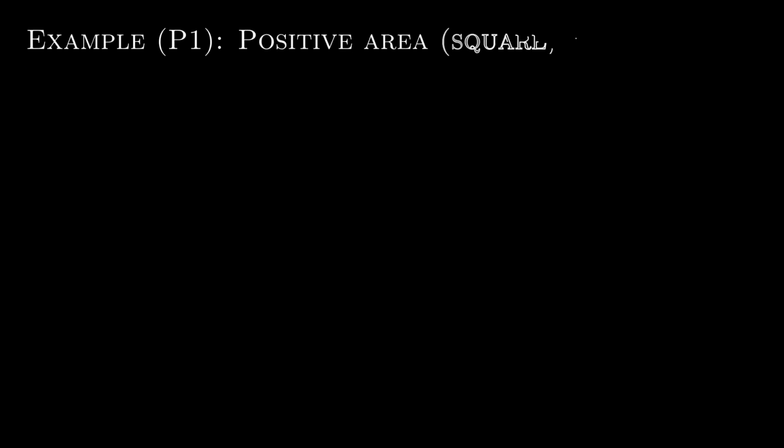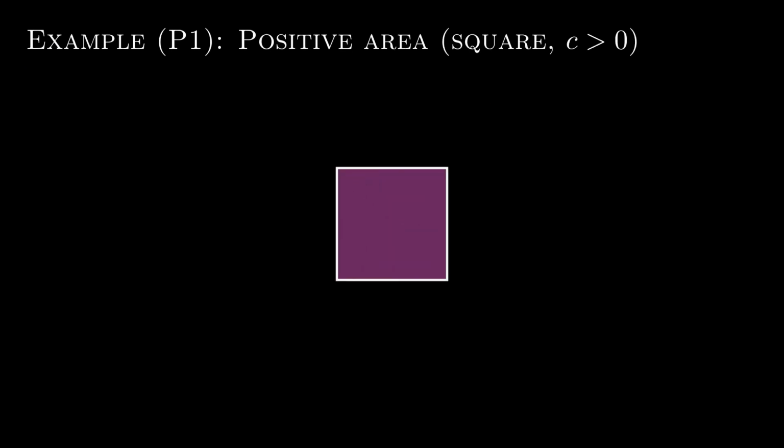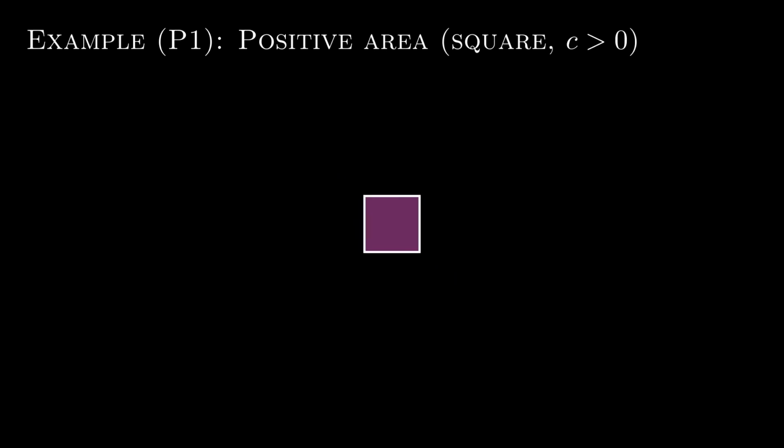Let's see an example of property 1 in order to have a better intuition. So property 1 is about positive area. Here we say positive because it's greater than or equal to 0. So consider the following square of side length c, where c is greater than 0. Then as you can see, we have some area in this square. Now if you try to shrink down c, you can see that the area is still defined. It's just becoming smaller and smaller, but it is still a positive area.